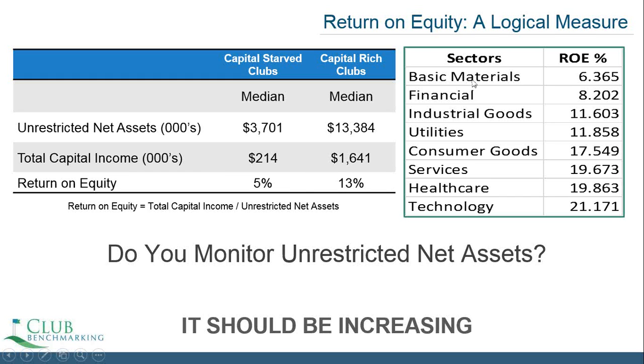Now, let's look at our industry comparison just for the heck of it. These commodity industries have a 6% return on equity. By definition, capital-starved clubs have a return on equity profile of a commodity business. Now, we all have been in the industry long enough to know that clubs really do not want to be perceived as a commodity club, right?